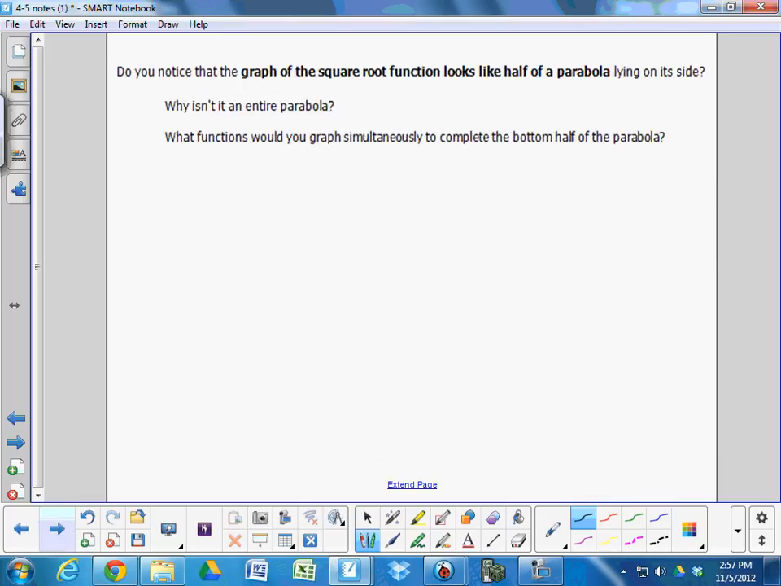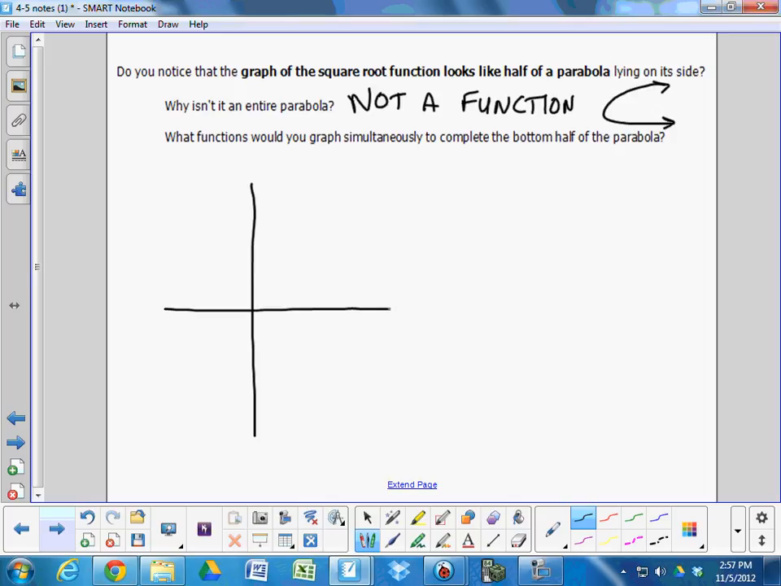Y isn't an entire parabola. I already said that in this video. It would not be a function. It wouldn't be a function if you were allowed to graph the whole thing like that. Wouldn't pass the vertical line test. What functions could you graph at the same time to make it a parabola laying on its side?